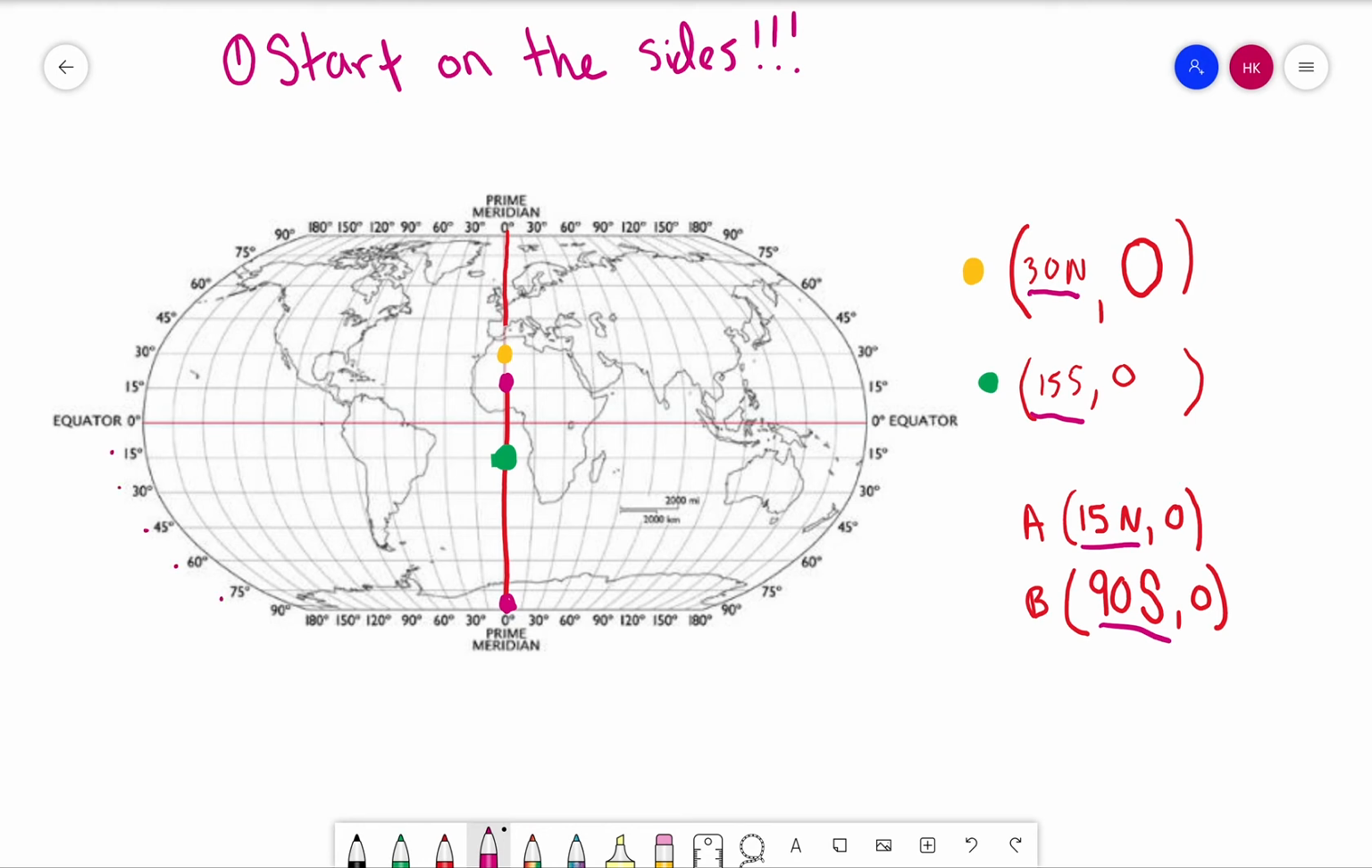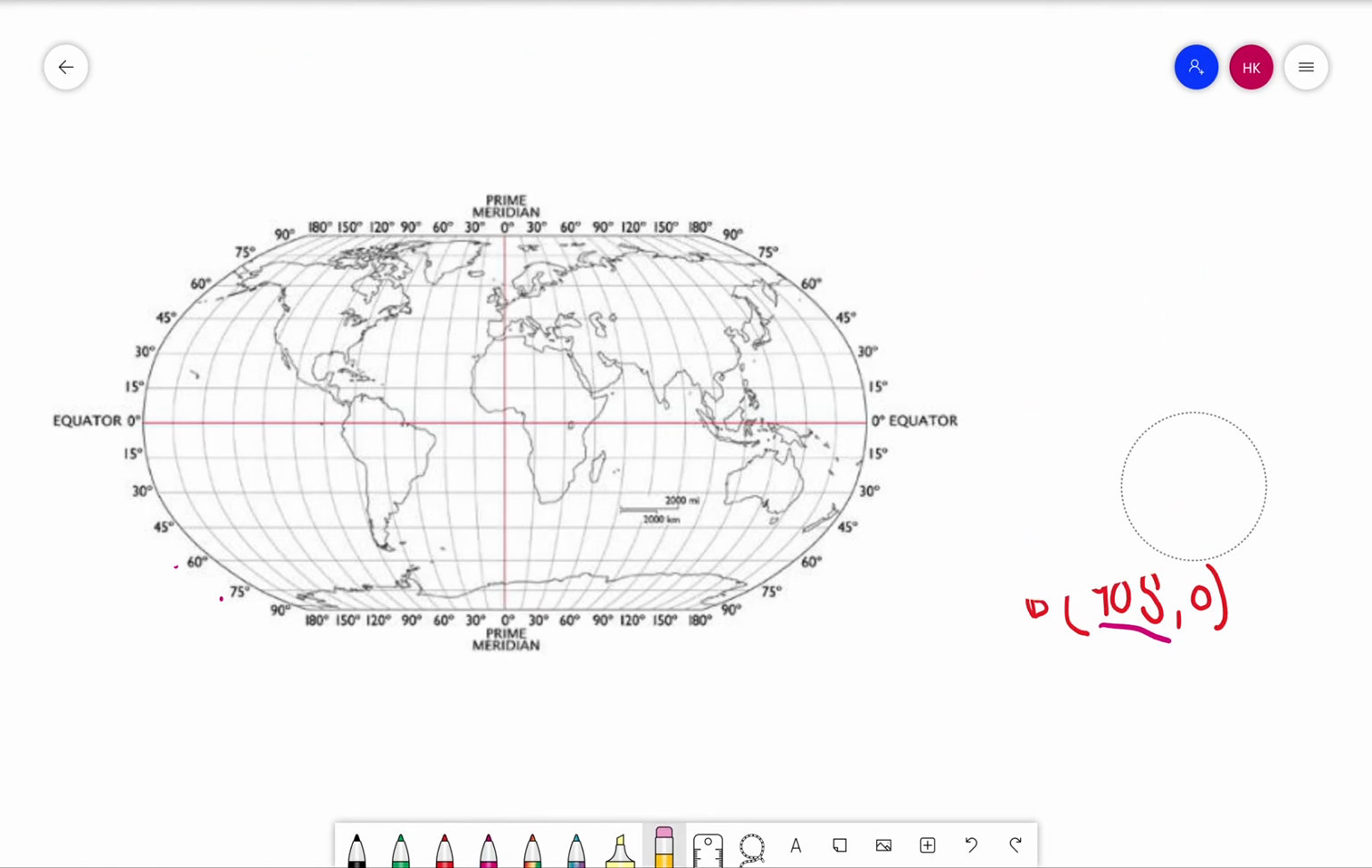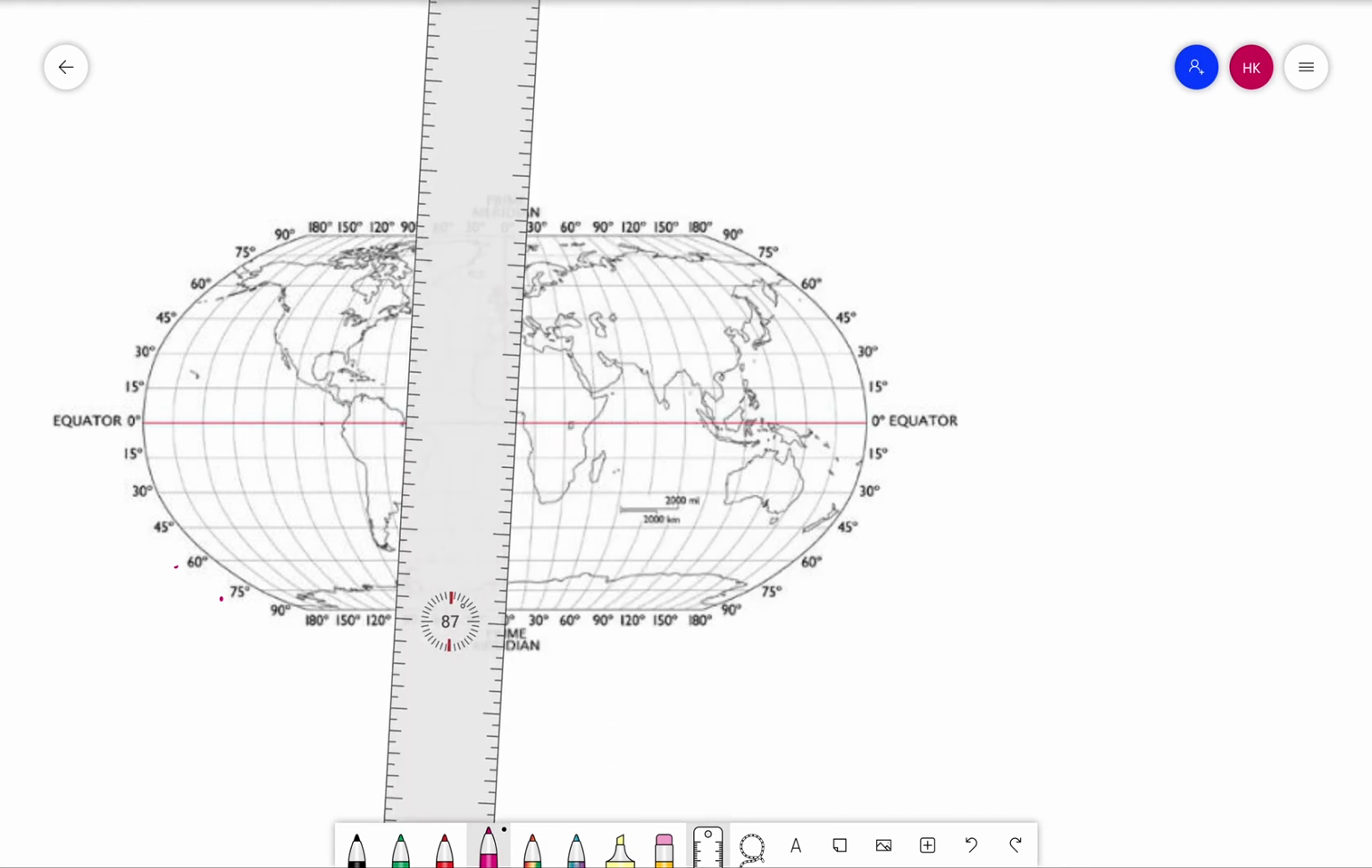Okay, now our next one is longitude. Longitude is the opposite of latitude. So your longitude starts at your prime meridian.